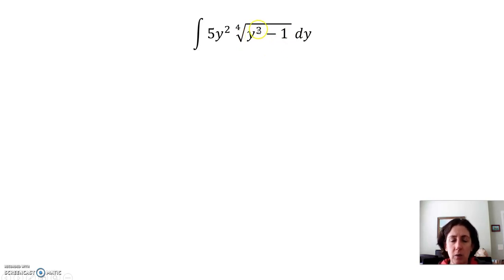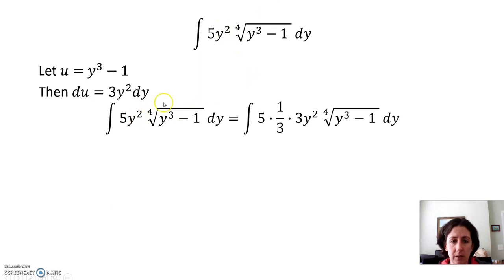And if we take the derivative, that 3 would become a 2, so maybe we could make those match. So we'll let u be y cubed minus 1. Then du would be 3y squared dy. And so, unfortunately, even if I switch those around a little bit, this 5y squared dy doesn't match this 3y squared dy. So I need this 5 to be a 3.